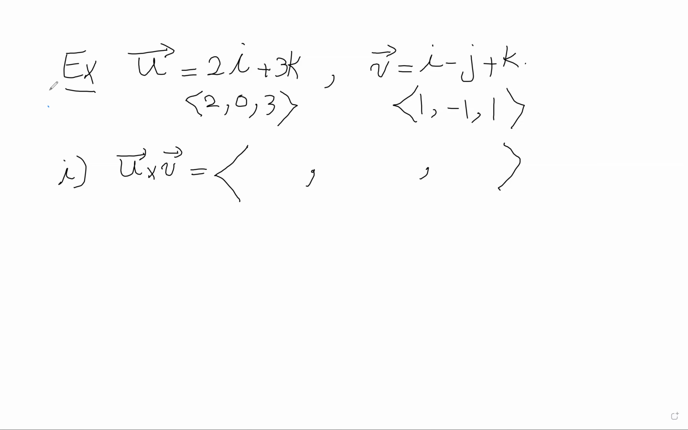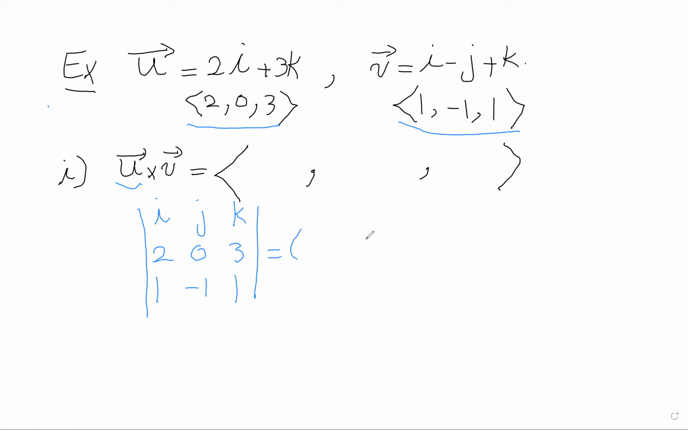watching my solution. So again, using that determinant way to find the cross product, i, j, k go to the first row. U is the first vector in the product, so I write the coordinates of U, 2, 0, 3, and then V consisting of 1, minus 1, and 1. So some coefficient times i minus some coefficient j and plus some coefficient k. That's how we expand the determinant.